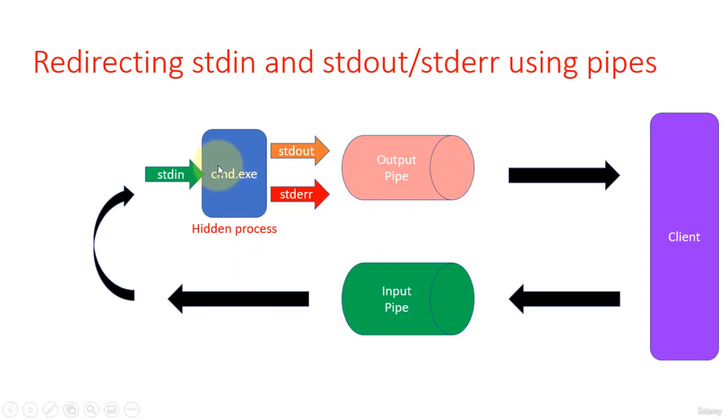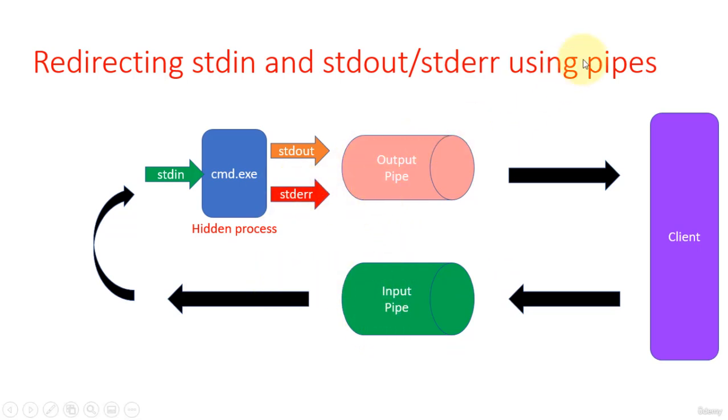So the solution is to redirect standard in, standard out, and standard error using pipes. In programming and operating system concepts, a pipe is where you are trying to link two different processes together. That traditionally is what pipes are all about. Pipes are just a virtual construct, an imaginary kind of construct where we create and then link two processes together.